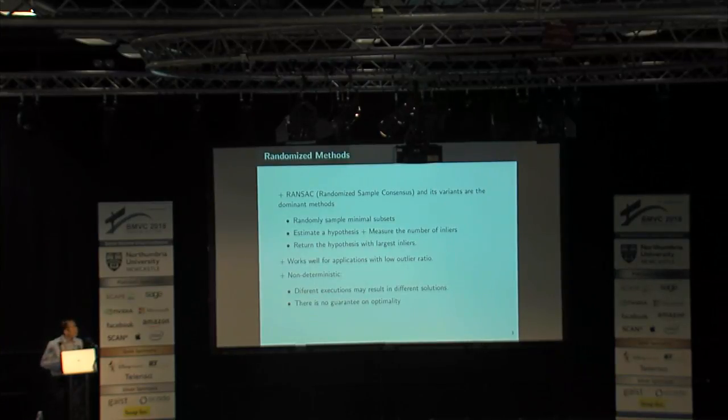To solve maximum consensus, randomized methods such as RANSAC and its variants are arguably the dominant methods in the field. The mechanism behind these methods is that they randomly sample a minimal subset, and for each random subset, a hypothesis is estimated, and then the number of inliers is measured. After a fixed number of iterations, or a large enough number of iterations, the hypothesis with the largest number of inliers is returned as the result.